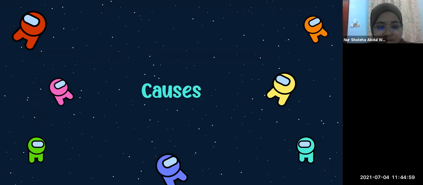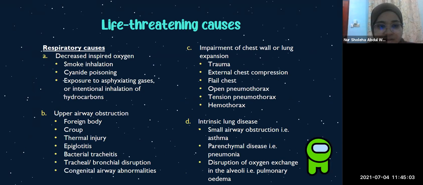Let's move on to the causes of cyanosis. Causes of cyanosis can be divided into respiratory causes, circulatory causes, and others. The respiratory cause of cyanosis is any condition that inhibits oxygen from reaching the alveoli or disrupts its movement across the alveolar interface. So it can be due to a decrease in inspired oxygen, for example in smoke inhalation, cyanide poisoning, exposure to asphyxiating gases, or intentional inhalation of hydrocarbons.